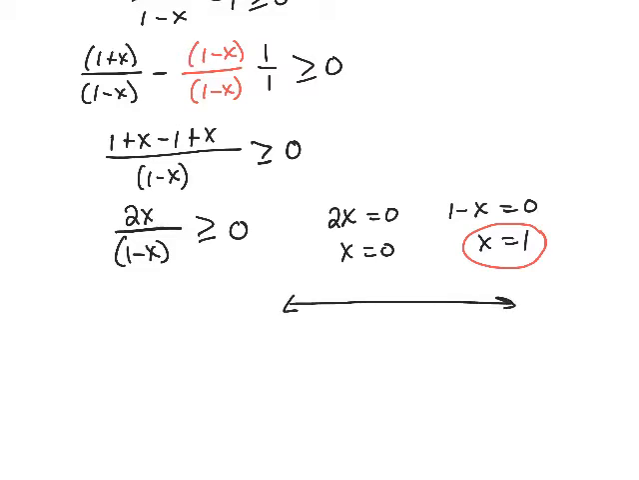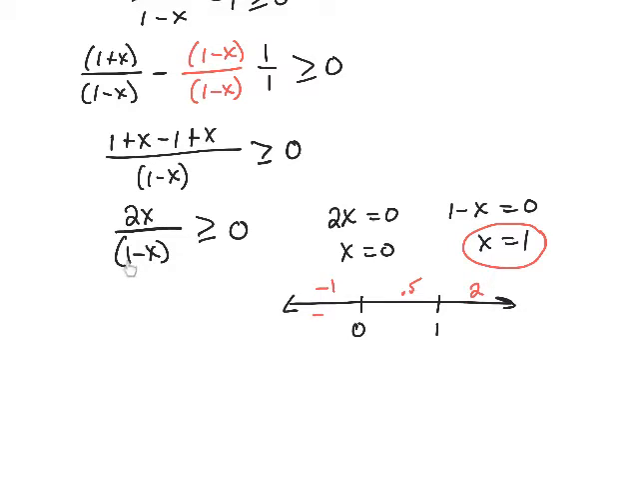I'm going to set this up just like I did with the quadratic. And then I want to figure out my test points here. I can use -1, 0.5, and 2. And now I'm testing my numerator and my denominator to see whether they are positive or negative. So when I use -1, the numerator is going to be negative. So let me write that. The numerator is going to be negative.